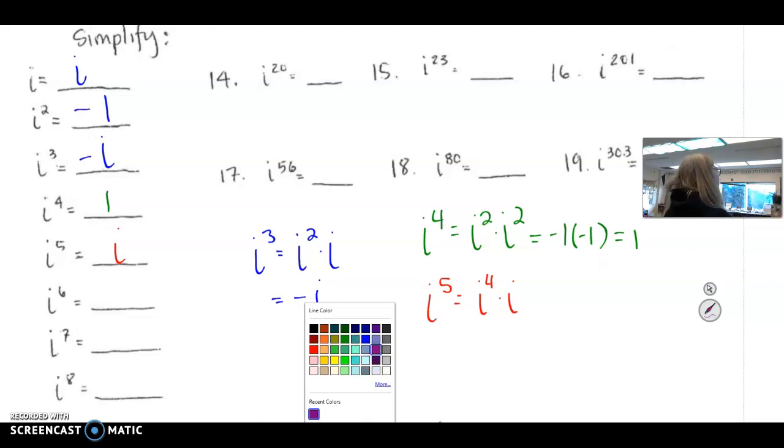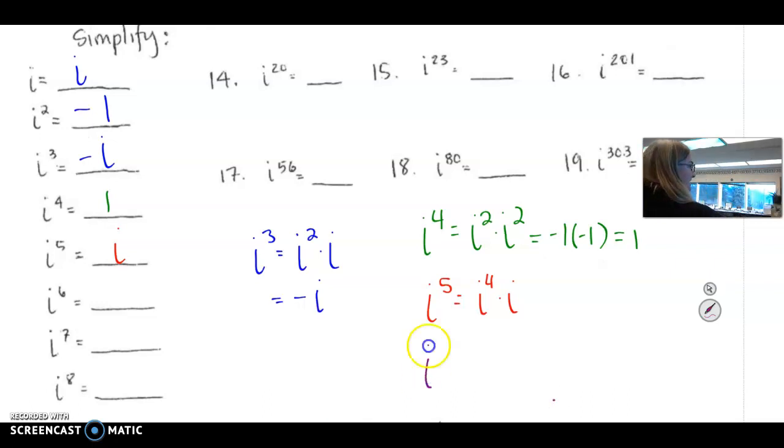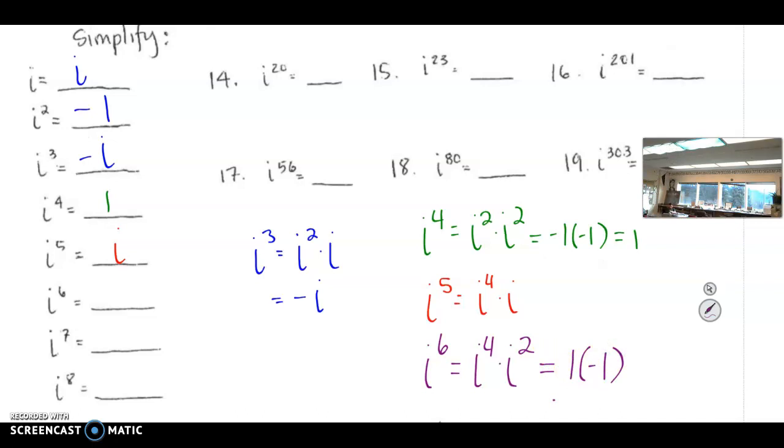-i. So i to the 6th, if I write it as i to the 4th times i to the what? i to the 2nd, which is 1 times, and what's i squared? -1. So what's 1 times -1? -1. So start from the top: i, -1, -i, 1, i, -1, -i.